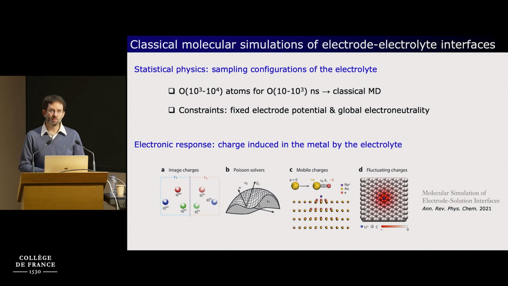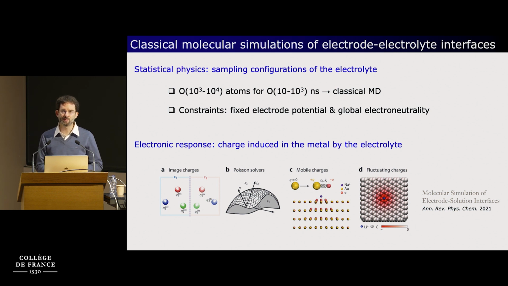You want to sample systems in which you fix the electrode potential, and also impose global electrode neutrality of your system. And so you also have to work out the details of the statistical ensemble in which you do the simulations, and I'll get back to that later on.